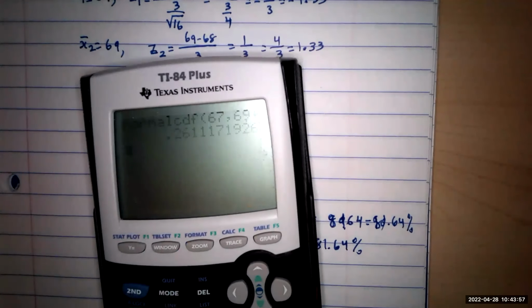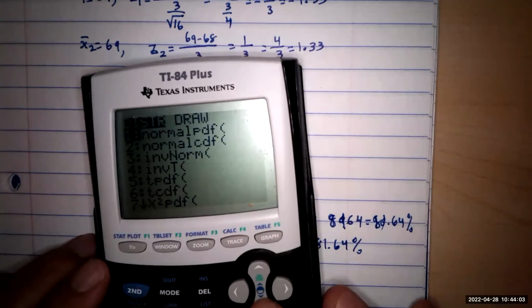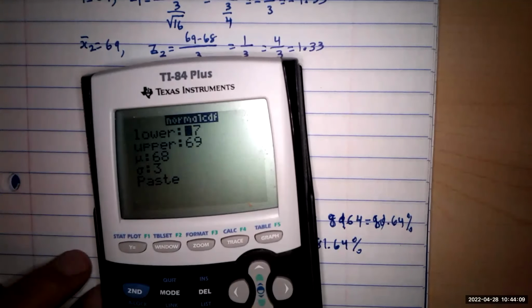If you want to use your calculator, we go to the distribution and the normal CDF. You see, we already have the lower of 67 and the upper of 69, so these are the same. But when you go to the sigma, you have to be careful, because your sigma for the second part is sigma over radical n. So your sigma was 3 divided by radical n. N was 16, so the radical n is 4. You see, everything else is the same.